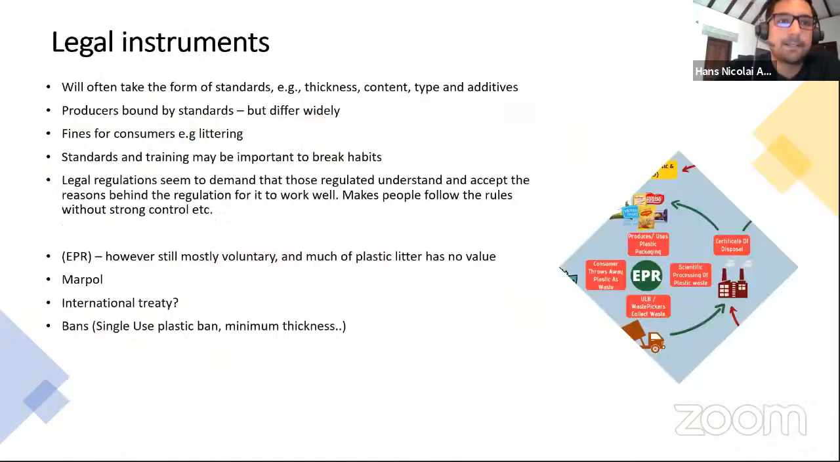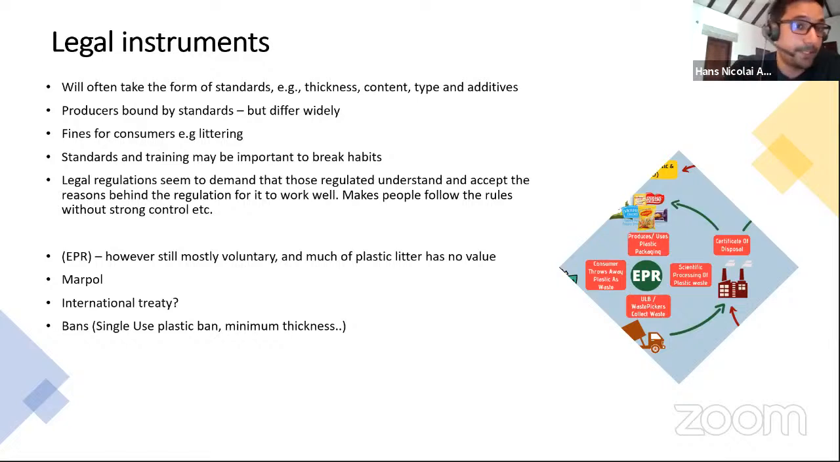Yes. And then, of course, with the legal instruments, one of the key things where it is being used is to establish standards for how thick certain plastic is, what it contains, is it multiple use plastics, what type of additives are being used. And basically, you try to bind producers by these standards, but they might have different objectives, of course. If profit is the motive, they try to oppose it.